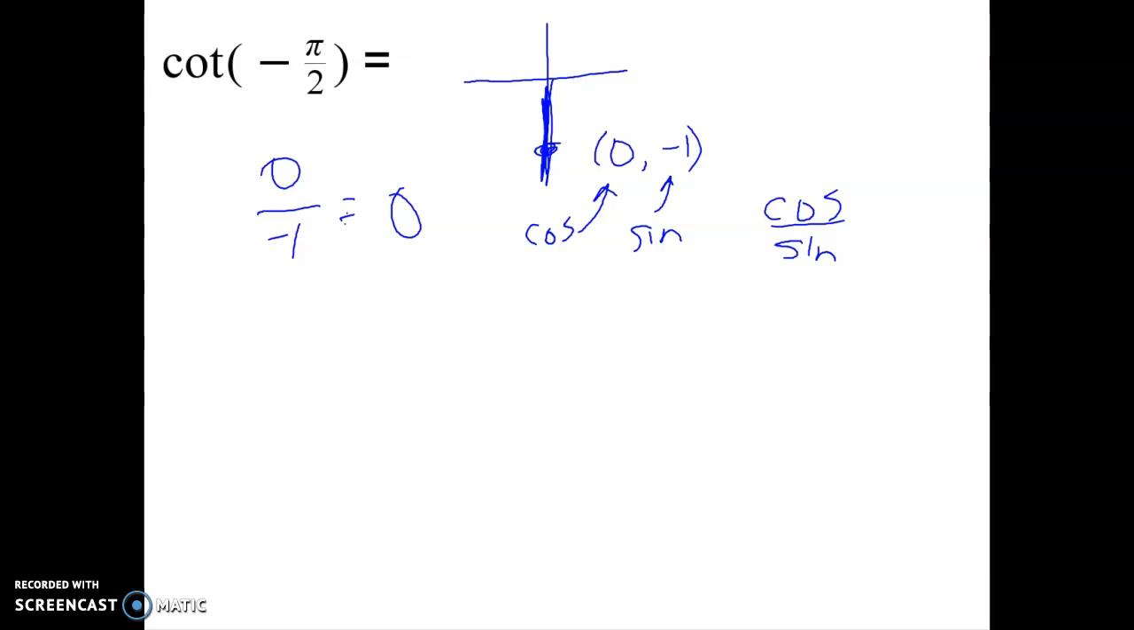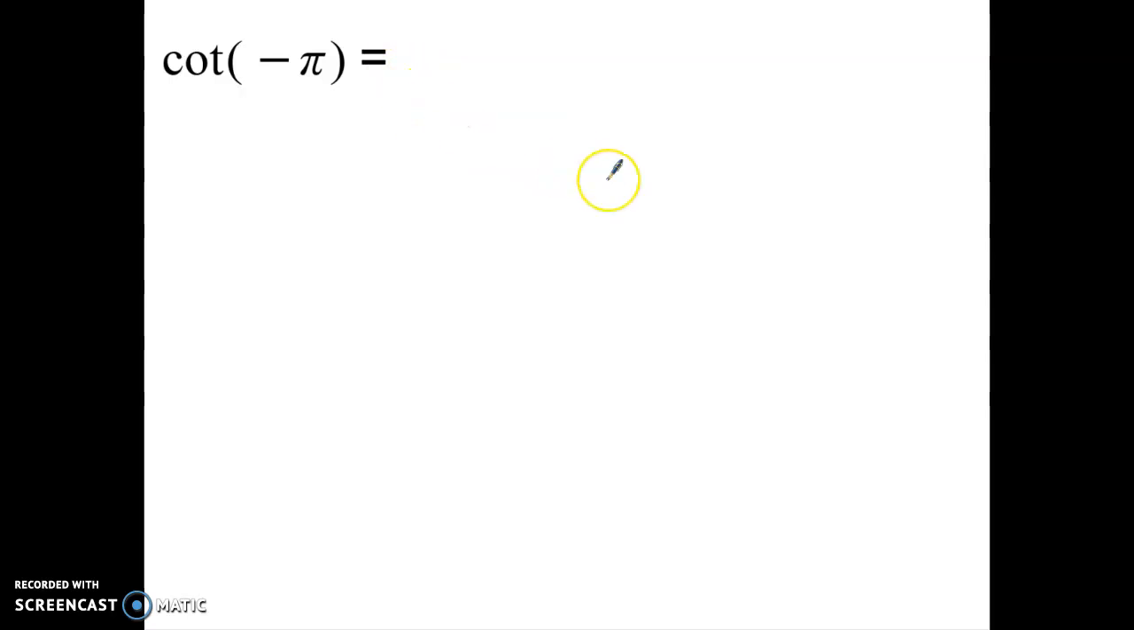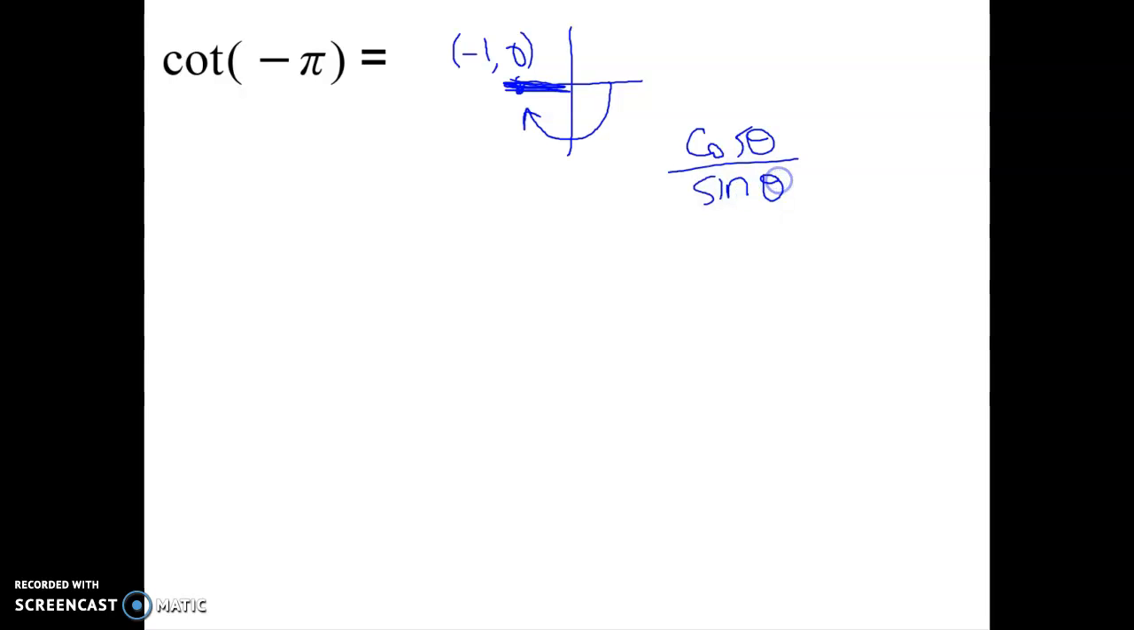All right, let's do one more cotangent. This time we're going to do cotangent of negative pi. And again, that's one of my quadrantal angles. That's right here, which means I went this way, pi radians in a negative direction. And we already said one time before, the coordinates of this point, x is -1 because I went left 1, and y is 0 because I went up and down none. And we already said that cotangent is equal to cosine of theta over sine of theta. And we already said that cosine goes with x and sine goes with y.